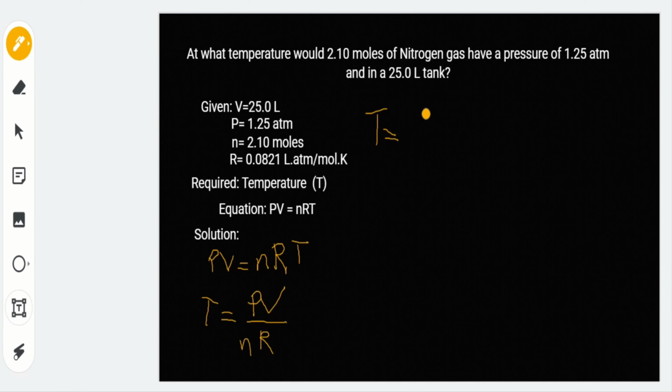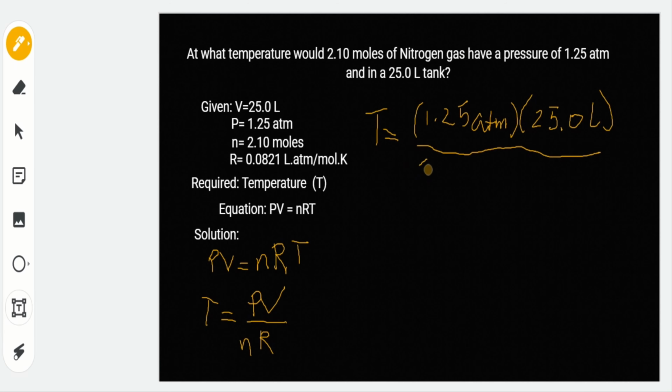So we have pressure is 1.25 atmosphere, times the volume, which is 25.0 liters, and of course, over 2.10 moles, times the universal gas constant, which is 0.0821 liters atmosphere over mole Kelvin. So, alam nyo na kung ano yung mga units na maka-cancel dito.